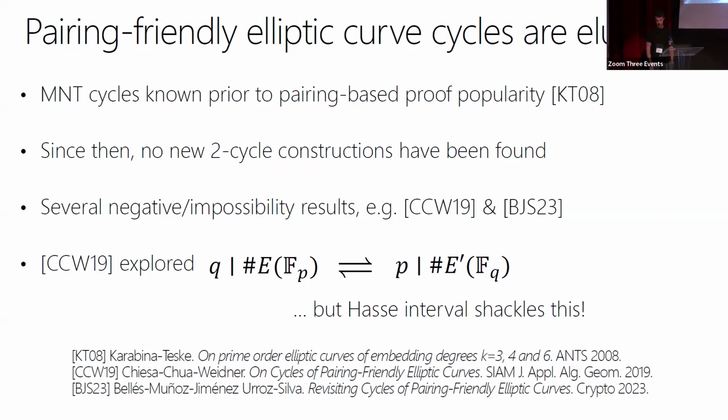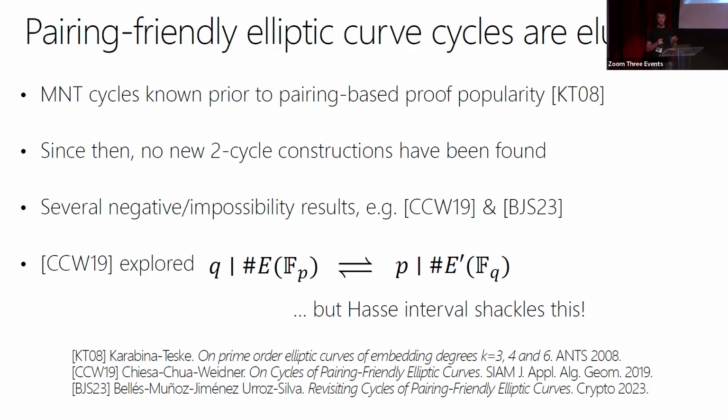And then there was a paper here last year by Bellés-Muñoz, Jiménez Urroz, and Silva, apologies for the pronunciation, where they basically gave a heap more negative results. They were looking at a bunch of different embedding degrees, a bunch of different approaches, and ruling out more things that we might try to find these cycles.